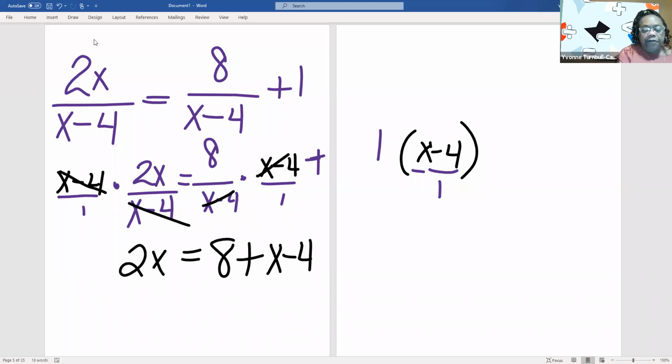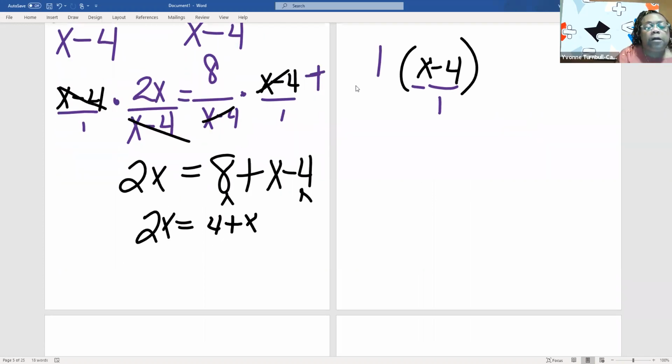As before, I'm going to collect like terms. I have 2 constants that can be put together. That's 2x equals 4 plus x, because I combined 8 minus 4, and that's what's left. All right, let's solve by taking the x over to this side. So 2 minus 1 is x, which equals 4.